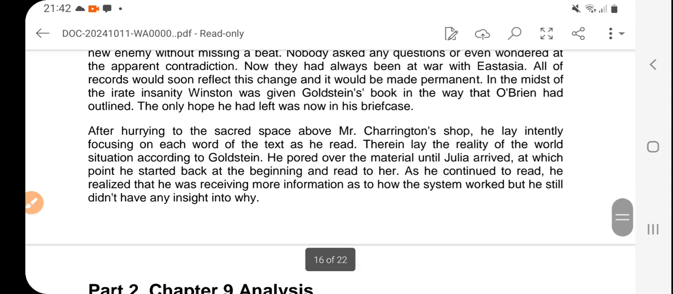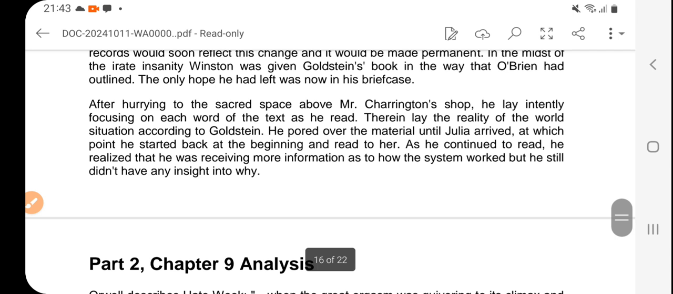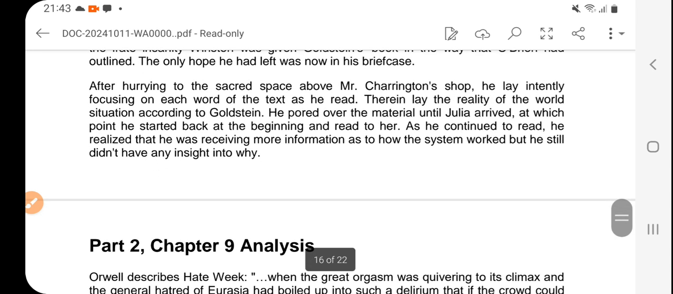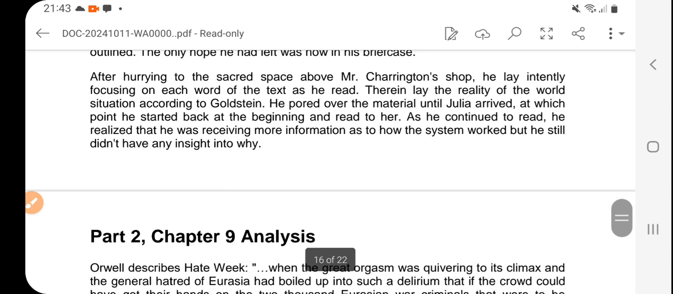Now they had always been at war with East Asia, and all of the records would soon reflect this change, and it would be made permanent, and all change will become permanent. In the midst of the irate insanity, Winston was given Goldstein's book in the way that O'Brien had outlined, and then O'Brien gives one book, Goldstein's book, and the only hope he had left was now in his briefcase.